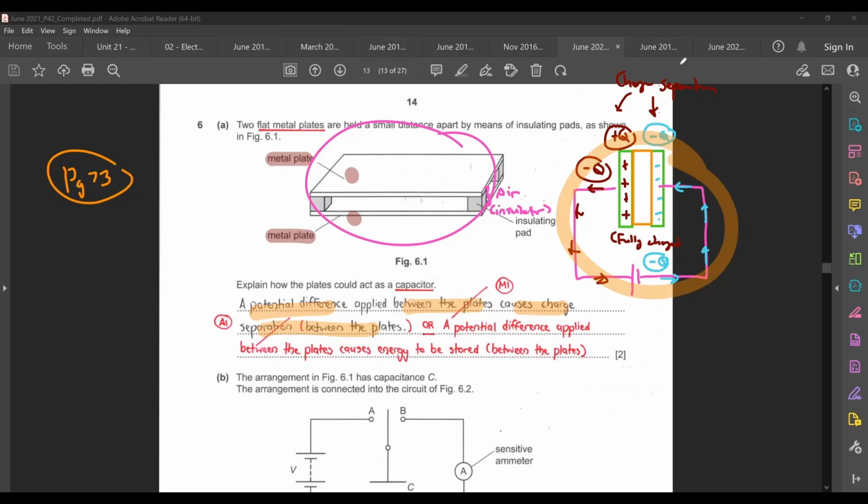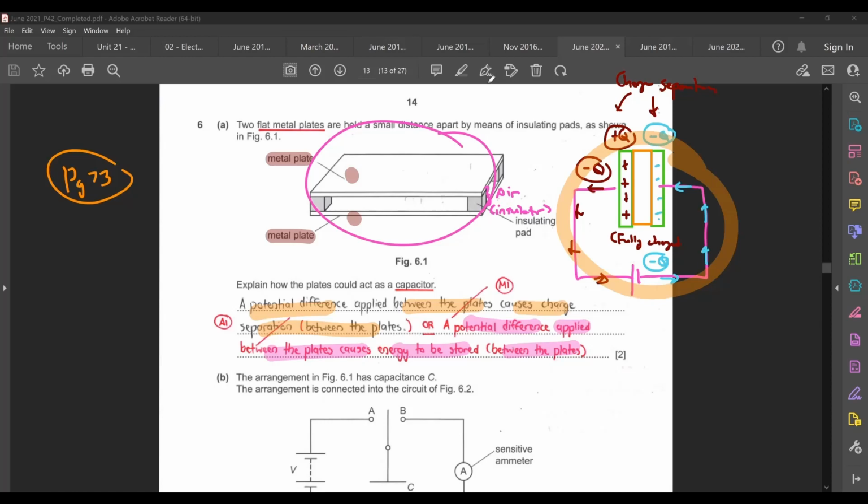Or another different choice of answer that you can use is that you will probably say that a potential difference applied across the plates will cause energy to be stored between the plates. It's actually the same thing. It's because you have charge separation that you have energy stored in the first place. Okay, right? So this is for this part.